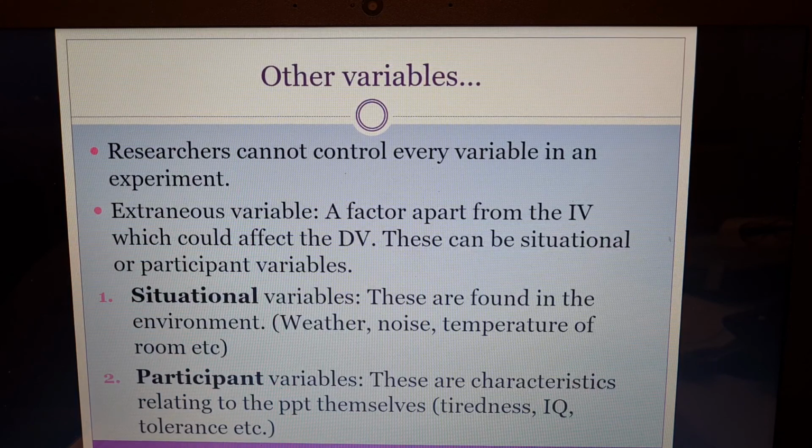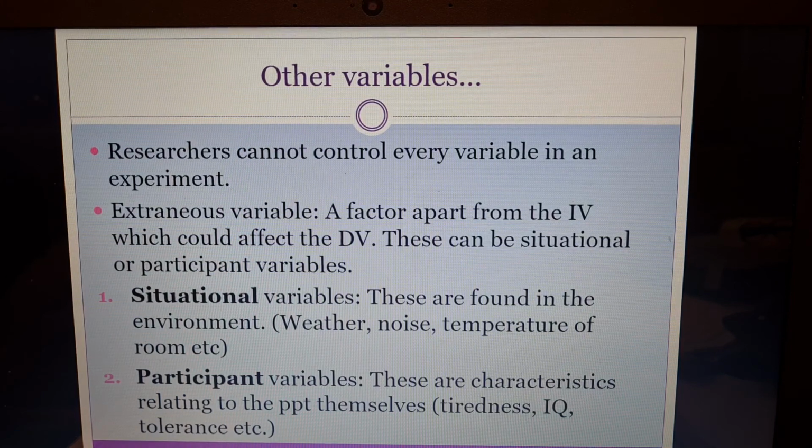So firstly, situational variables are mostly relating to the environment in which your experiment is carried out. So things like weather, noise, temperature of a room, these are variables that we don't really have control of, and especially if it's being conducted outdoors in a field experiment, we have very little control.